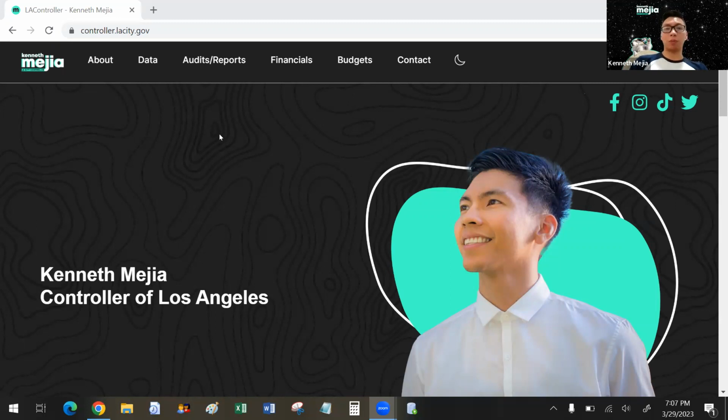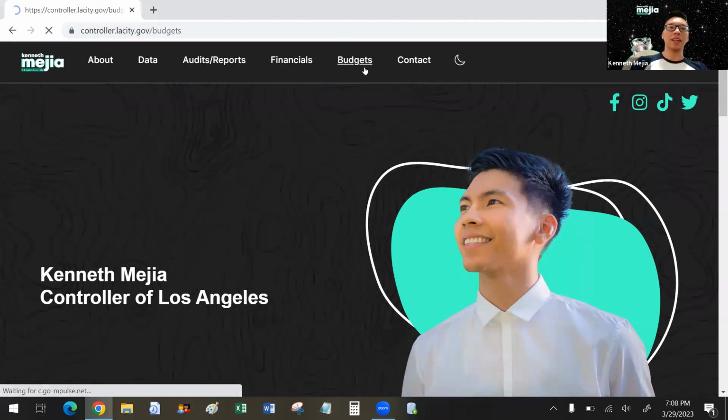So if you visit our website at controller.lacity.gov, you can find a lot of good information on the city of LA. And if you look at the very top, you can see a navigation bar that says budgets, and you want to click on the one that says budgets and click here.